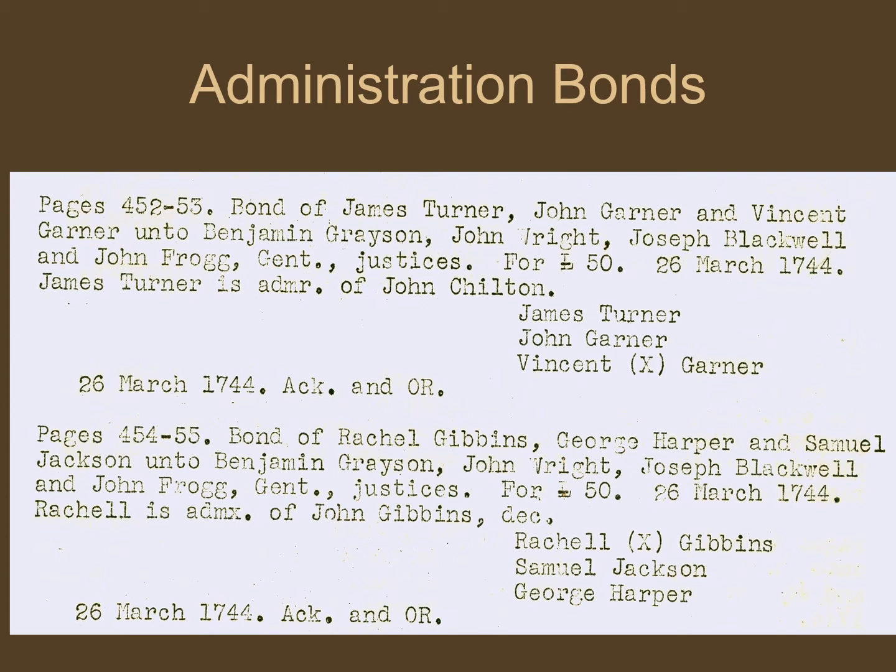When an executor or administrator accepts the responsibility for settling an estate, he or she usually must file a bond protecting the estate from embezzlement. The principal on the bond is usually the widow, heir, or chief creditor of the estate. That person is supported by two co-signers or securities, who are often relatives or creditors. The amount of the bond indicates the approximate size of the estate. Both these estates had bonds for £50, not particularly large for that time.